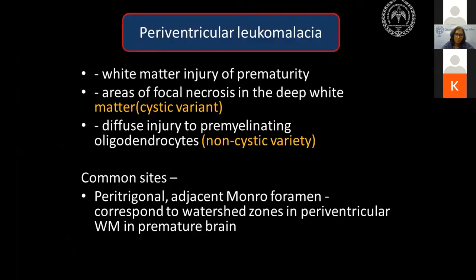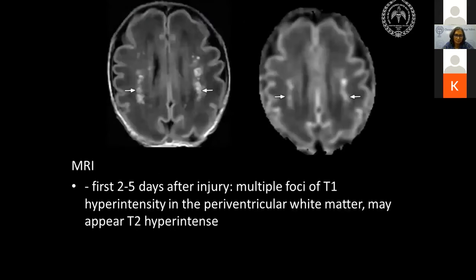Now, periventricular leukomalacia is also known as a white matter injury of prematurity. So there's a cystic variant which can appear as areas of cystic change due to focal necrosis in the deep white matter, or there can be a non-cystic variety where there is diffuse injury to the pre-myelinating oligodendrocytes. So the common sites of involvement are the peritrigonal regions and adjacent to the foramen of Monro. And these correspond to the watershed zones in the periventricular white matter in the premature brain.